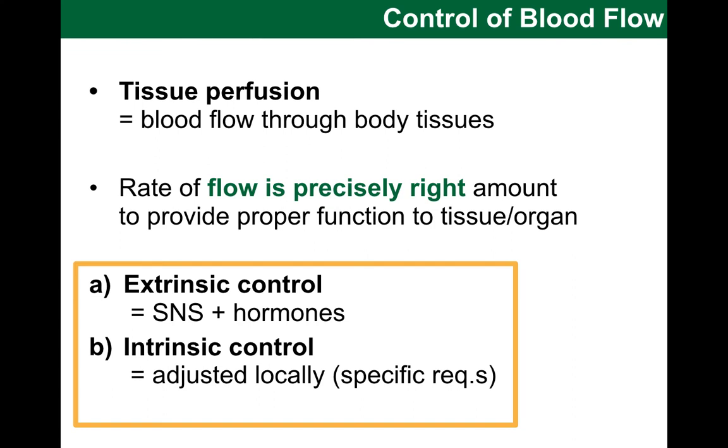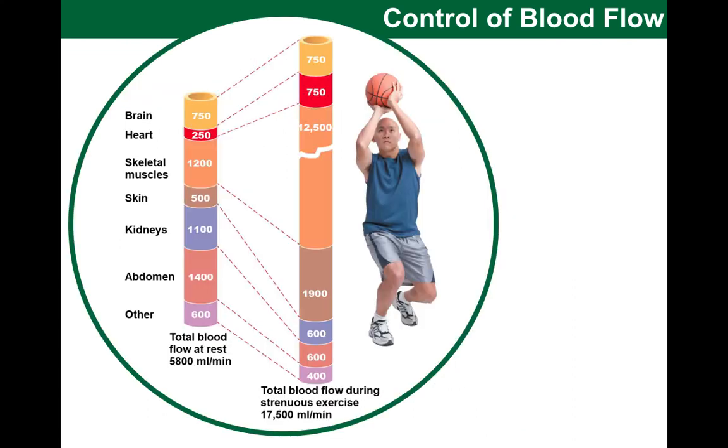I think that this is a great illustration of this. See how normally about 20% of blood flow is directed to skeletal muscles, but this amount can grow up to about 70% during exercise.